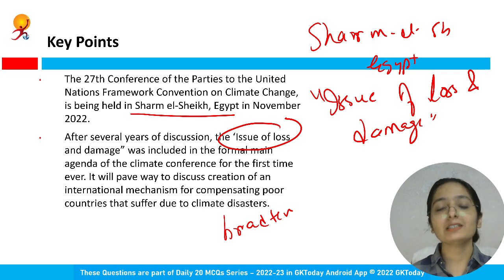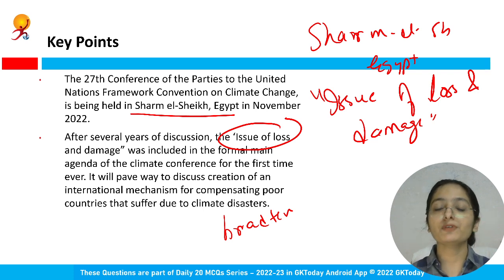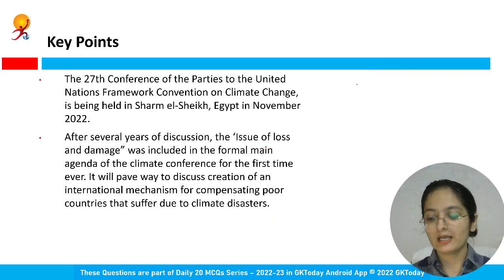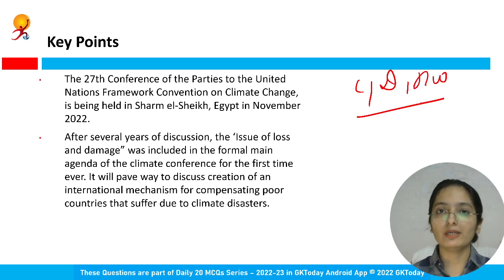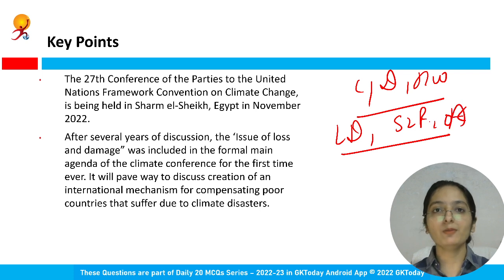And this issue of loss and damage is not because of only one kind of event. It can be because of an extreme weather event or a slow onset change also. For example, extreme weather events include cyclones, droughts, heat waves. And slow onset changes are like land degradation, sea level rise, ocean acidification. So it is considering both.